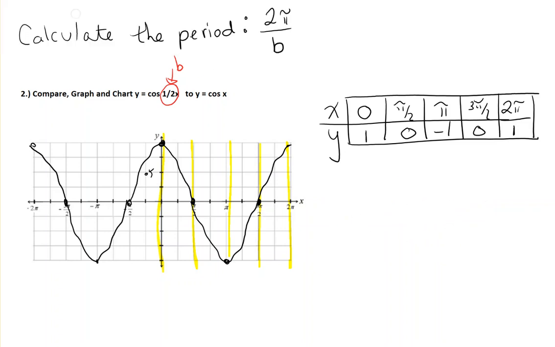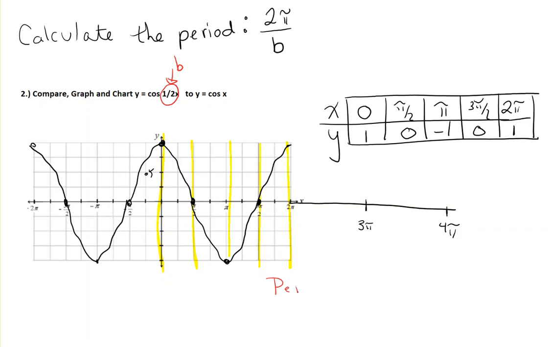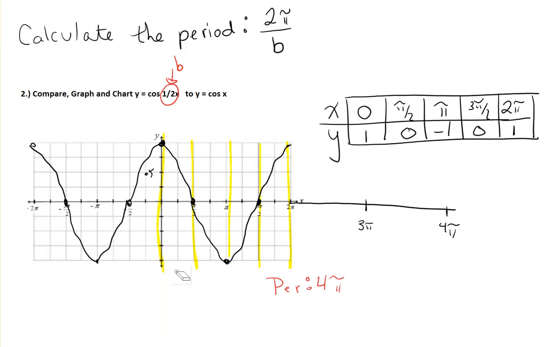And I'm going to extend this out. And I'll kind of eyeball it. This is probably about 3 pi, and then this is about 4 pi. And again, what we figured out is now the period is 4 pi. So what does that mean? That means instead of making my little markers at 0, pi over 2, pi, 3 pi over 2, and 2 pi, I'm going to stretch it out.